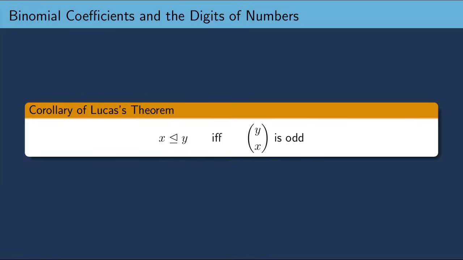In my practical programming of Diophantine equations video, we used Lucas's theorem to get a handle on the binary digits of numbers. The digits of x are a subset of the digits of y if and only if y choose x is odd. But what if we wanted to know more about the divisibility properties of the binomial coefficients?